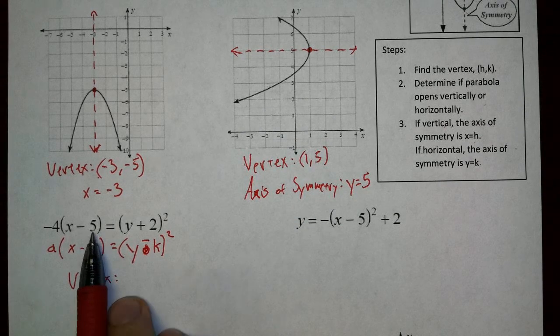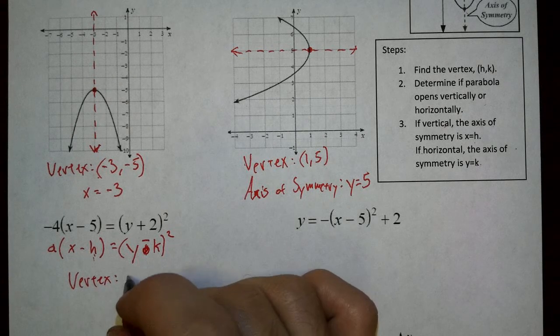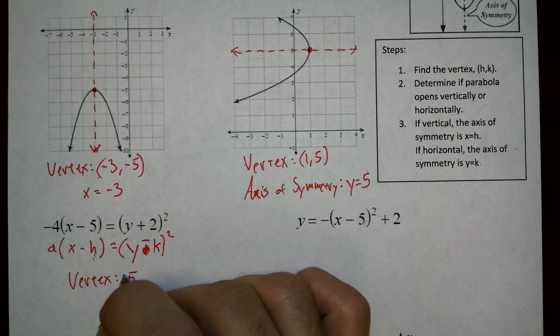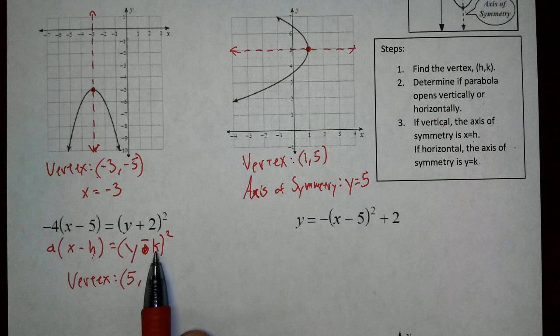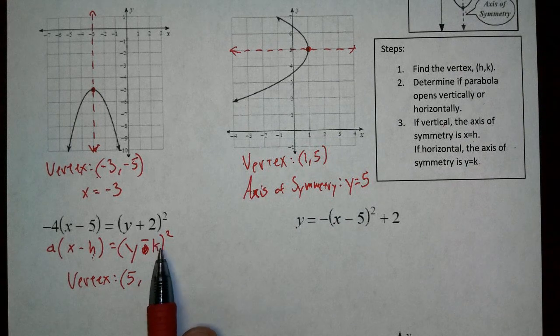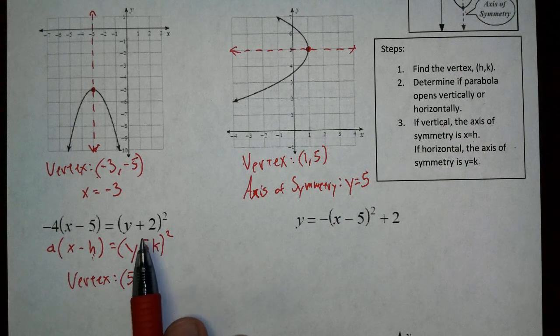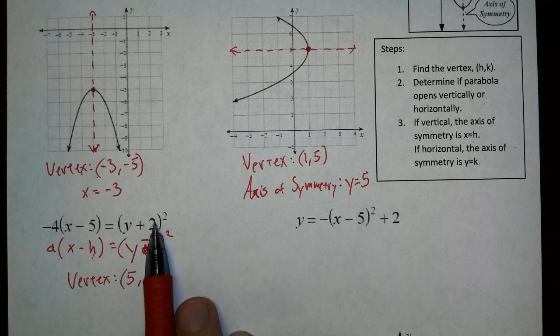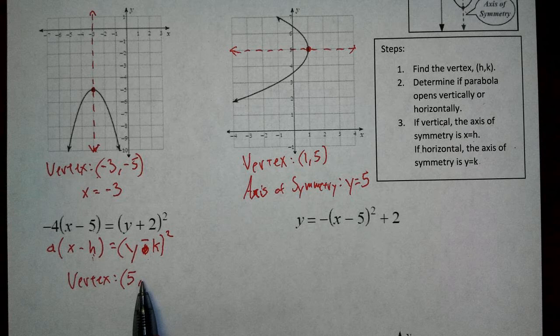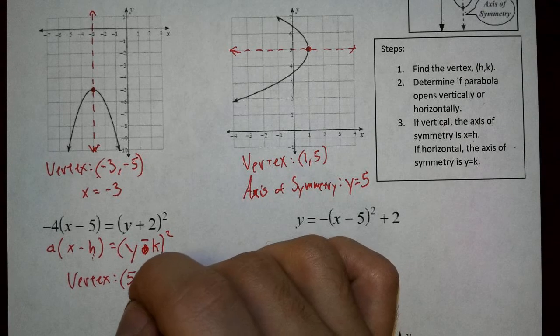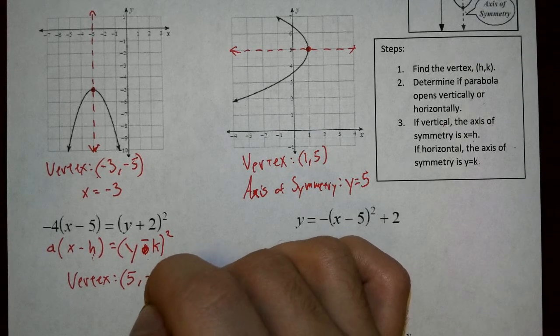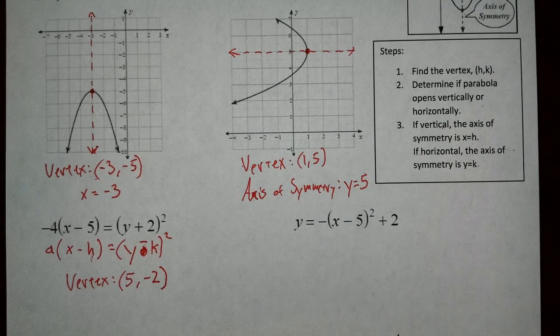is going to be 5 for the x value, and k, not positive 2, but negative 2. Notice how that negative doesn't quite match up. So if we wanted to get that to match up, we would need a negative 2 right there. So k would be negative 2. Okay, and that's our vertex. And so we found our vertex.